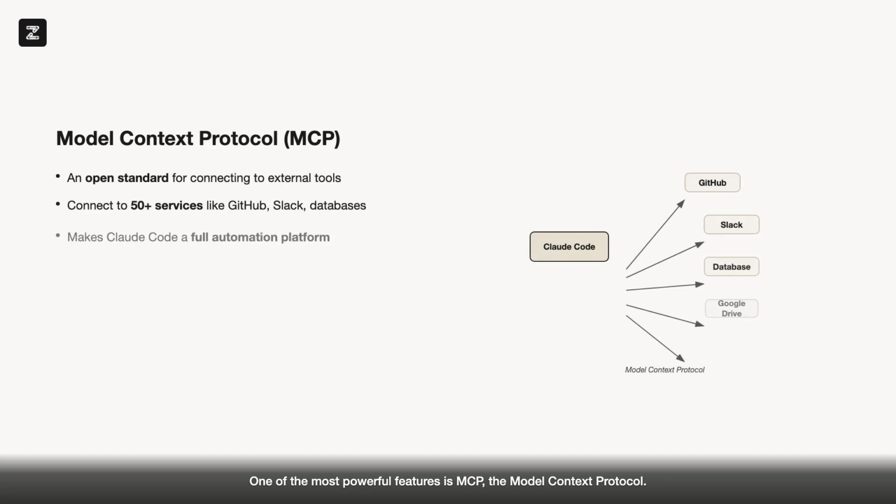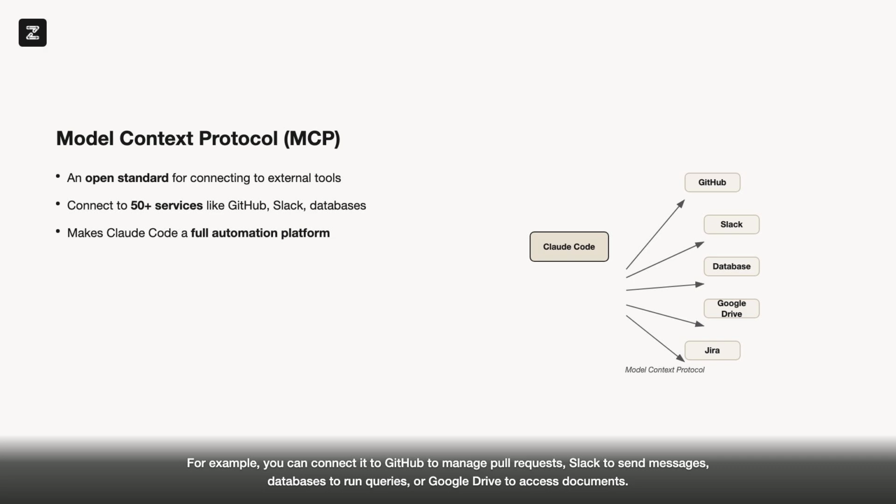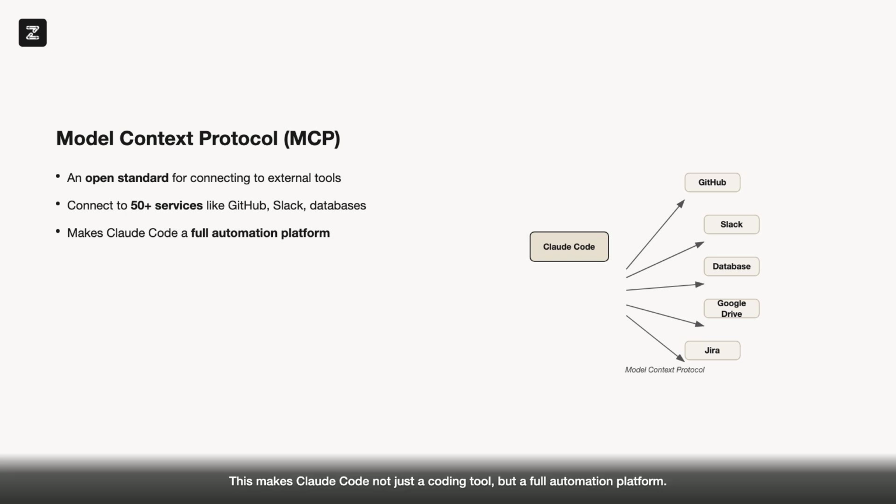One of the most powerful features is MCP, the Model Context Protocol. It's an open standard that lets Claude Code connect to external tools and services. For example, you can connect it to GitHub to manage pull requests, Slack to send messages, databases to run queries, or Google Drive to access documents. This makes Claude Code not just a coding tool, but a full automation platform.